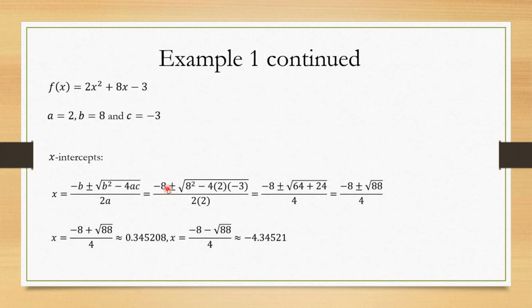So we get minus 8 plus or minus the square root of 8 squared minus 4 times a times c, as you can see, over 2 times a. So from here, we get this. I'm just evaluating everything. So we have 8 squared, which is 64. We have minus 4 times 2 times minus 3. Minus becomes plus 4. Excuse me. And so we have all this.